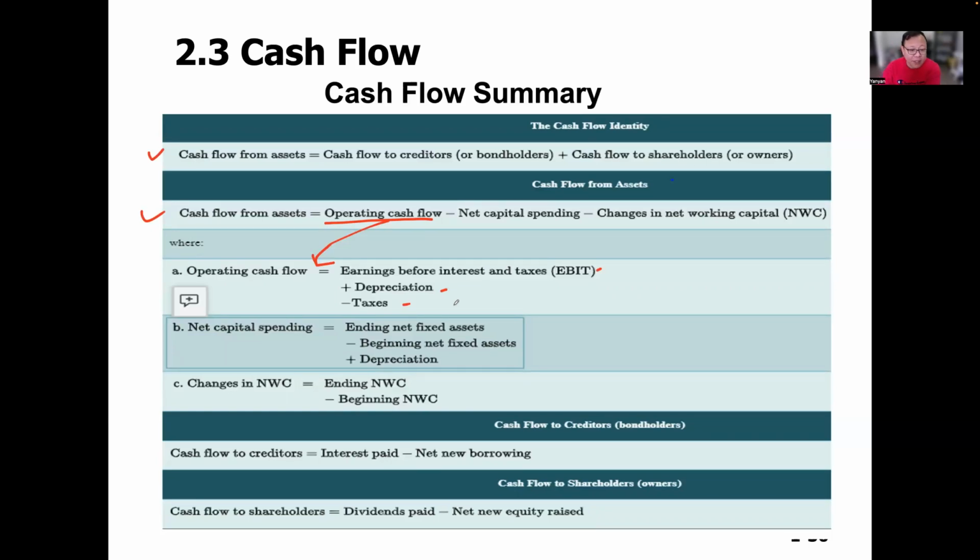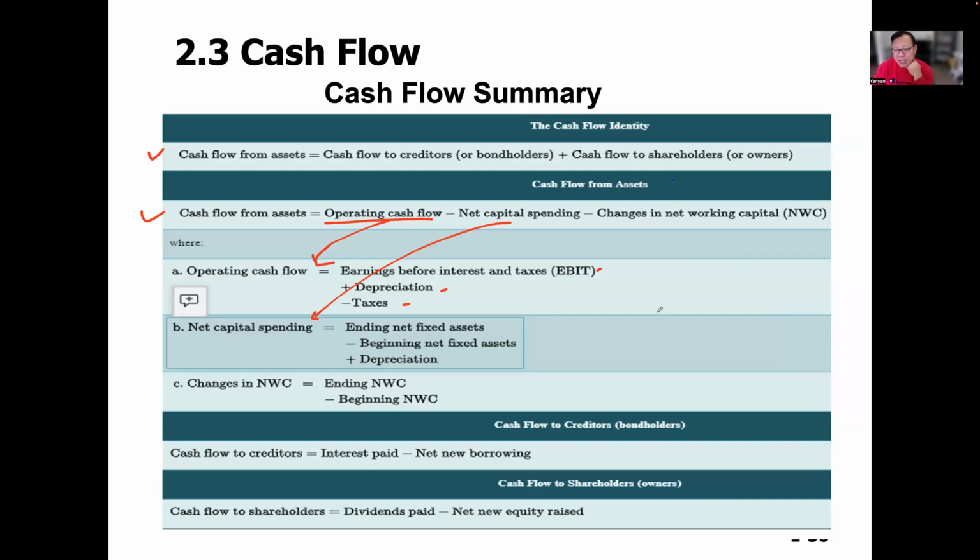So that is the operating cash flow. Net capital spending equals the ending net fixed asset minus the beginning net fixed asset, plus depreciation. Be careful, this is net. Sometimes there's something special about the long-term capital asset: you have a cost account, and you also have a cumulative depreciation account. The cost account is the actual amount of money you spend, and the cumulative depreciation accumulates the amount of depreciation from the beginning until the reporting time. When we say net fixed asset, what we mean is the original cost minus cumulative depreciation. So you use ending minus beginning plus depreciation. That is the net capital spending.